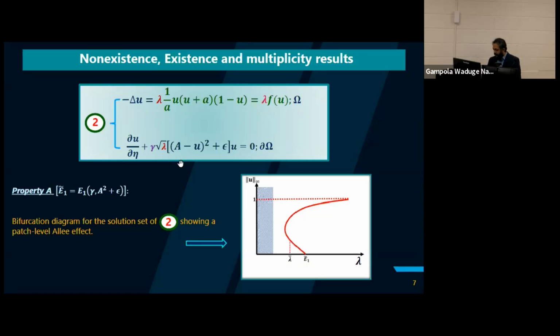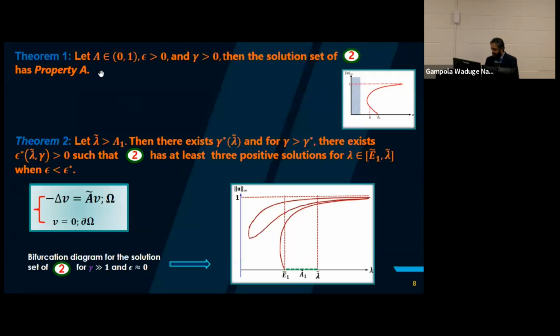All right, having introduced property A, now I'm going to state two theorems that we proved in our study. If you take any A between 0 and 1, epsilon greater than 0 and gamma greater than 0, then the solution set of our model has property A. Basically, we can establish this bifurcation diagram for our model. All right, next, theorem 2.